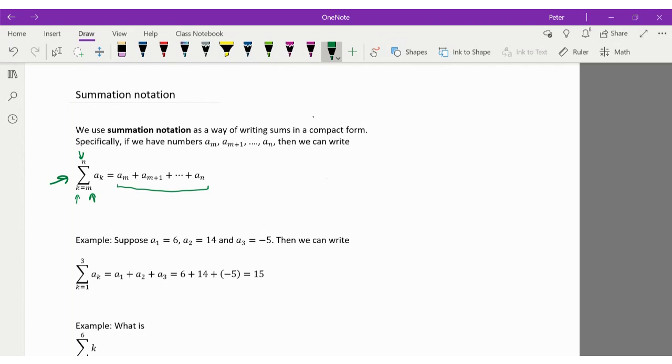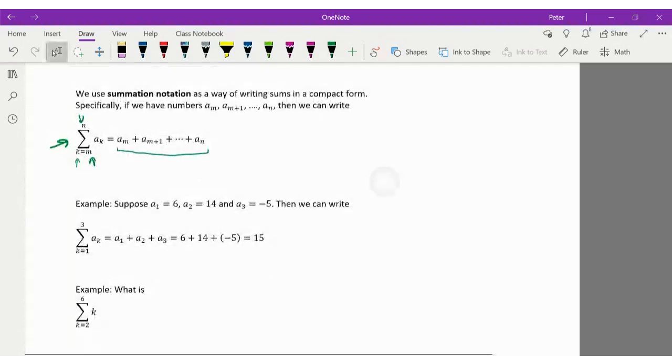So k is the maximum number. No, m is the maximum. Sorry, n is the maximum number. k is the index variable. It's just the number that keeps cycling through. I'll show you in a minute how I think of this, but here's a more specific example.